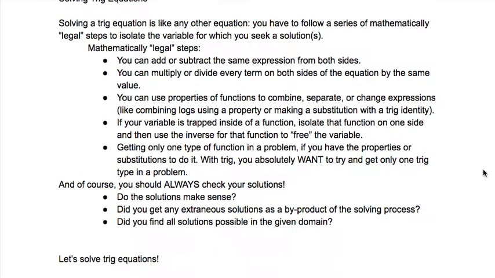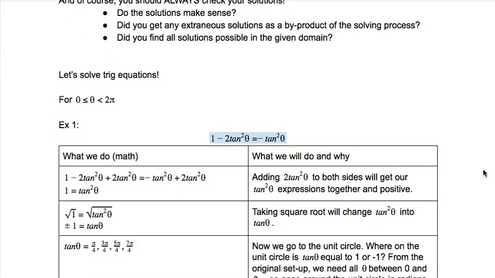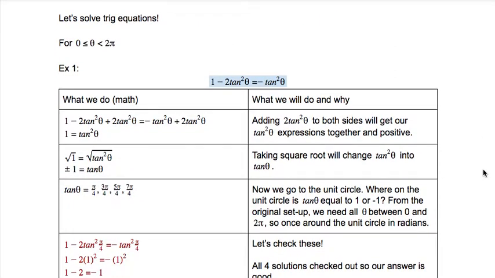So let's focus solely on trig equations. I thought if I solve the equations here like this and just walked you through, it might be a little easier to follow. So we're going to be solving equations today in a domain of 0 to 2 pi for theta, so once around a unit circle. Let's start with this trig equation. 1 minus 2 tangent squared theta equals negative tangent squared theta.